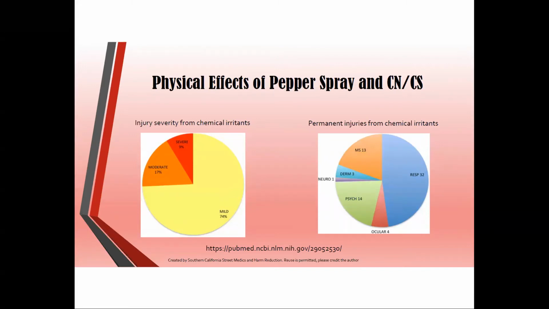On the left side, we have the severity of the injury from chemical irritants by percentage. So 74% of the people that got hit with chemical irritants suffered mild injuries. 17% were moderate, and severe were 9%. So almost 10% suffered severe injuries. Of those 10% of the people in the United States that got hit with chemical irritants, almost 50% had respiratory failure permanently because of the chemical irritants that got deployed. And that is why I bring this up. Please share this.